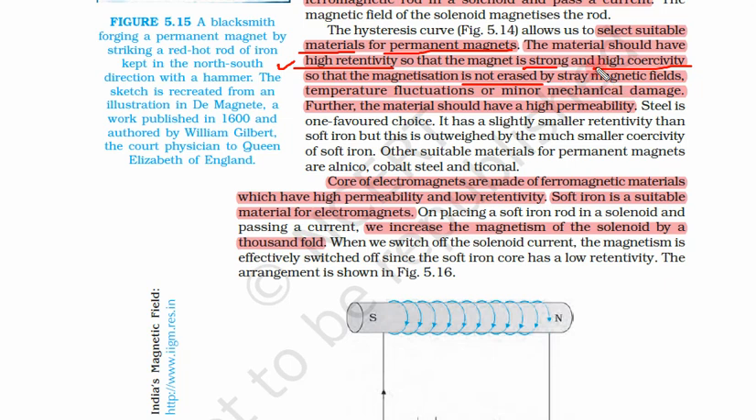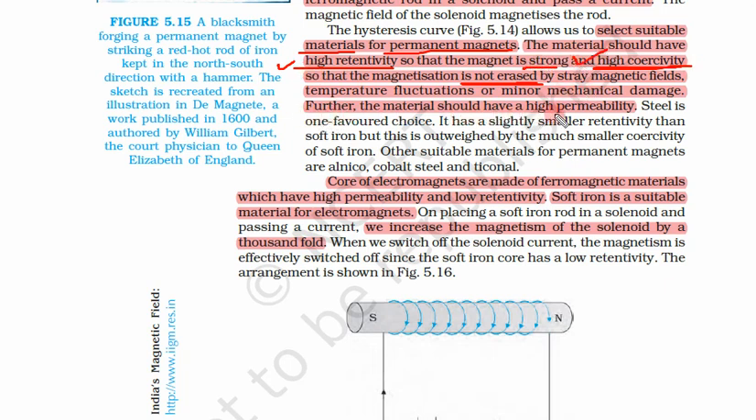So the second property is high coercivity, so that the magnetization is not easily erased by stray magnetic fields, temperature fluctuation, or minor mechanical damage. If the coercivity is not high, then with some temperature fluctuation, if the temperature is a little bit hot, the material will become non-magnetized, or with some damage, the material will not be magnetized anymore. So what are the two properties? High retentivity and high coercivity.